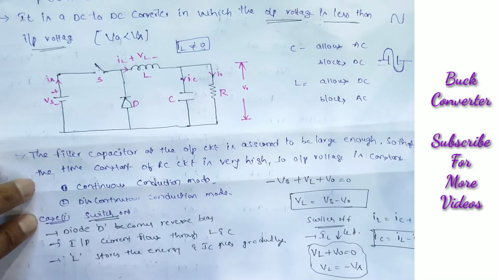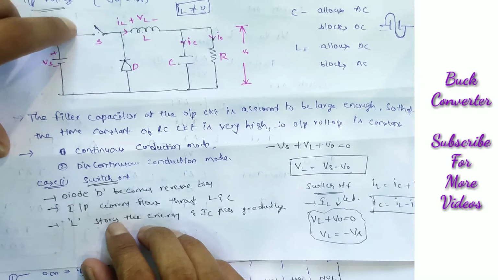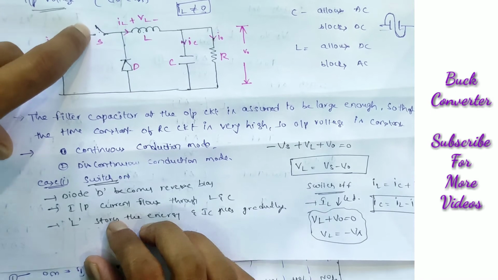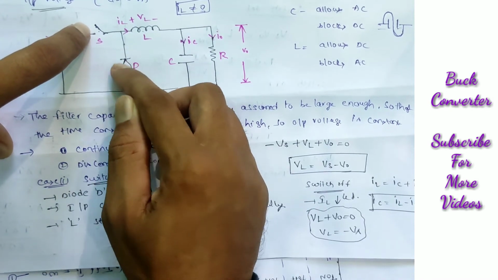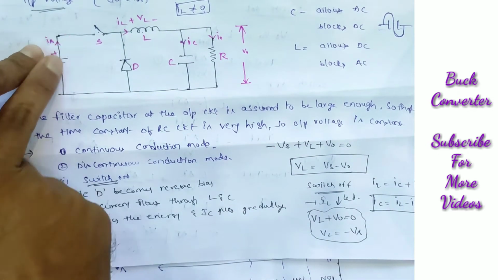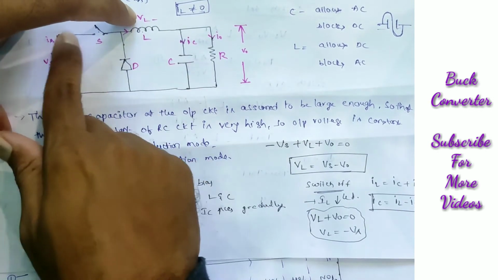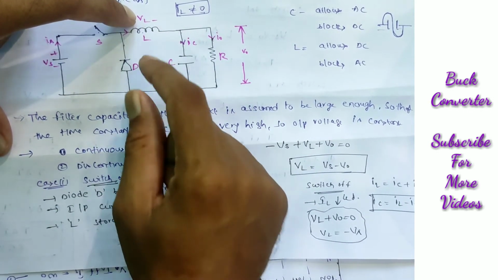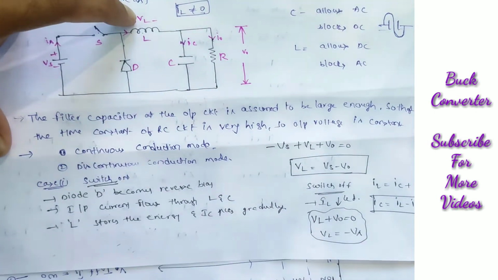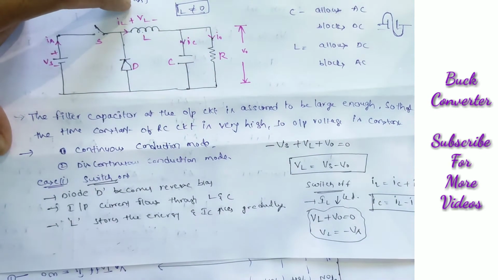Then coming to the continuous conduction mode operation. When the switch is closed, that is the on position, the diode comes to reverse bias. Then the input current flows through the inductor and the capacitor. Because of this, the diode is reverse biased, that means the diode is an open circuit. So the Is current is equal to the IL current.